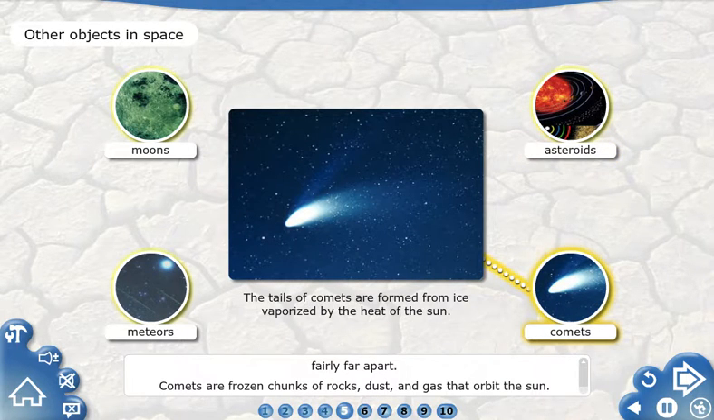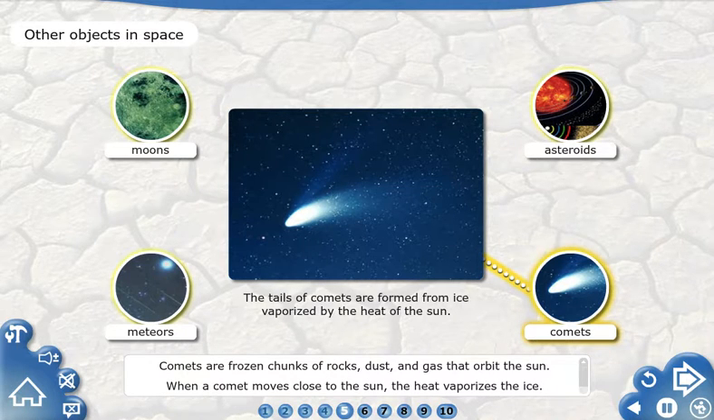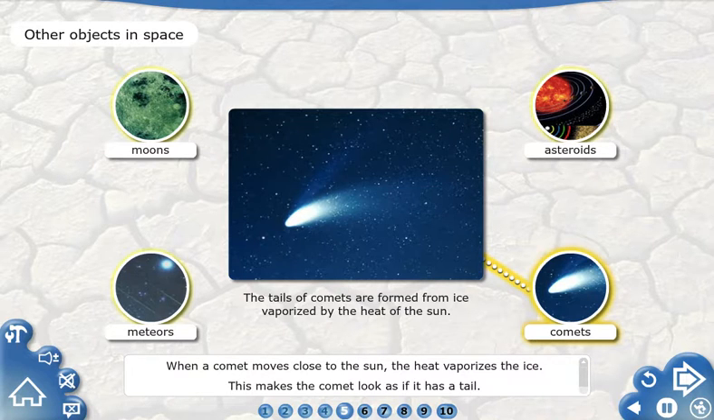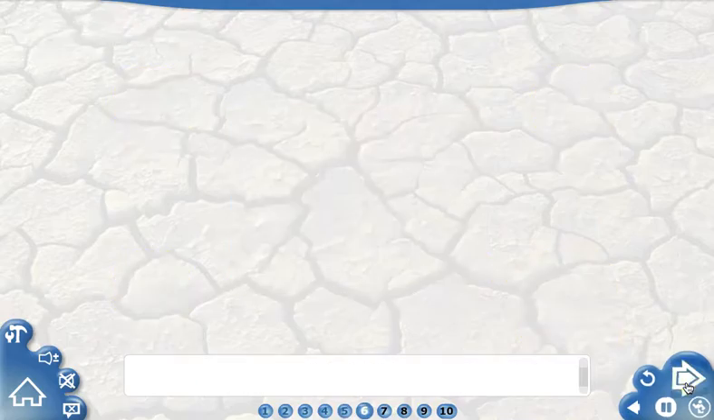Comets are frozen chunks of rocks, dust, and gas that orbit the sun. When a comet moves close to the sun, the heat vaporizes the ice. This makes the comet look as if it has a tail.